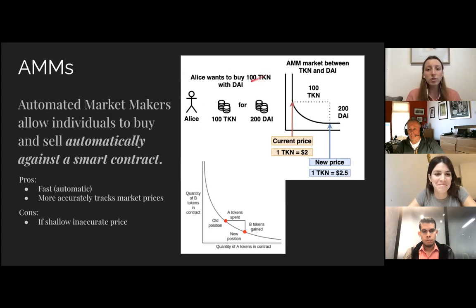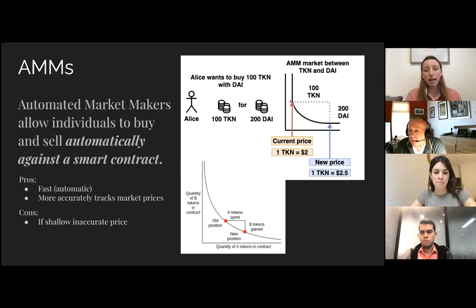Alice wants to buy 100 tokens with DAI, right? The current price is $2. So she's going to move the price to $2.50. What happens in an AMM is it's actually a bonding curve in the background, but it's not technically a bonding curve. They have a different name for it because it's against two floating assets. But pretty much what happens is the market is going to lose 100 tokens because Alice is buying these 100 tokens. But the market is going to gain 200 DAI because she's paying for the tokens with that DAI.